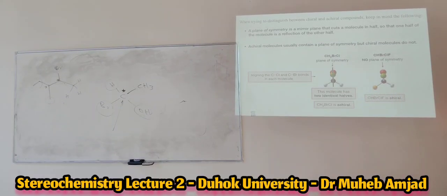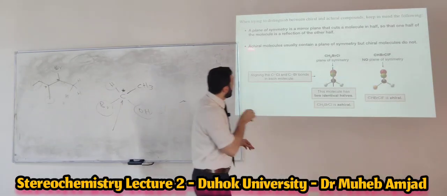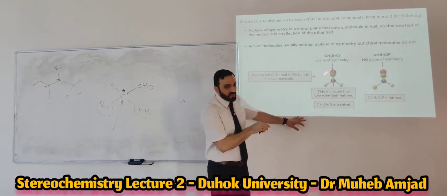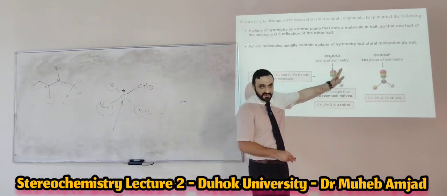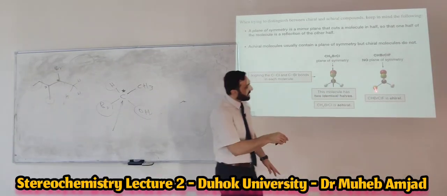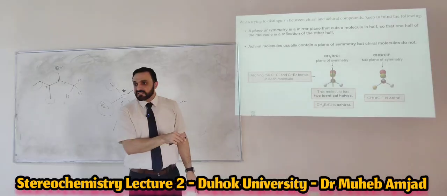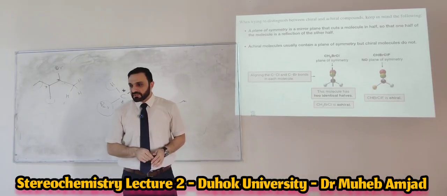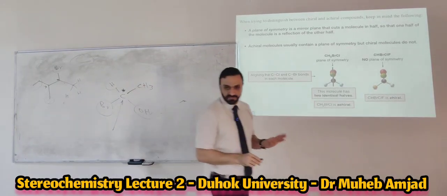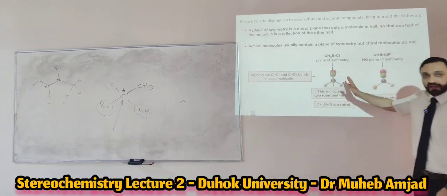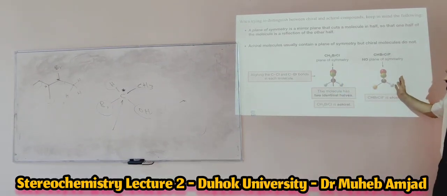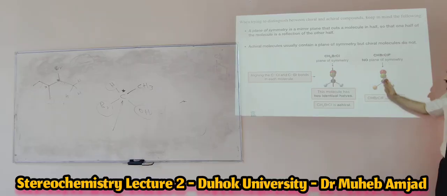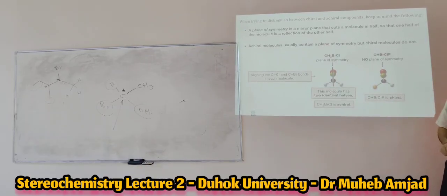Okay? So, an achiral molecule usually contains a plane of symmetry, but chiral molecules don't. Okay? An achiral molecule always usually has a plane of symmetry. But chiral molecules cannot have a plane of symmetry. Clear? Okay? This is the difference between chiral and achiral. Achiral has a plane of symmetry. Chiral doesn't have a plane of symmetry. Okay?